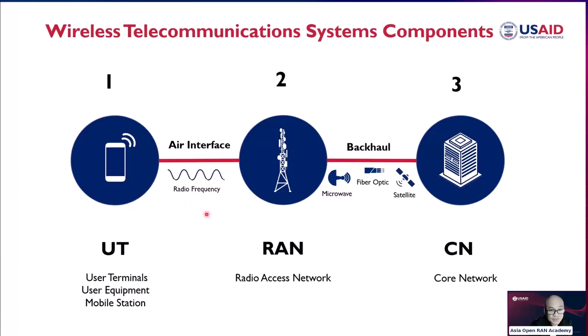We call it the radio frequency. Okay, and the radio access network is also connected to the core network or the CN. So the core network is responsible for managing the overall operation of the network. So it includes routing traffic between different networks and providing advanced services such as voice calling, messaging, and data services.